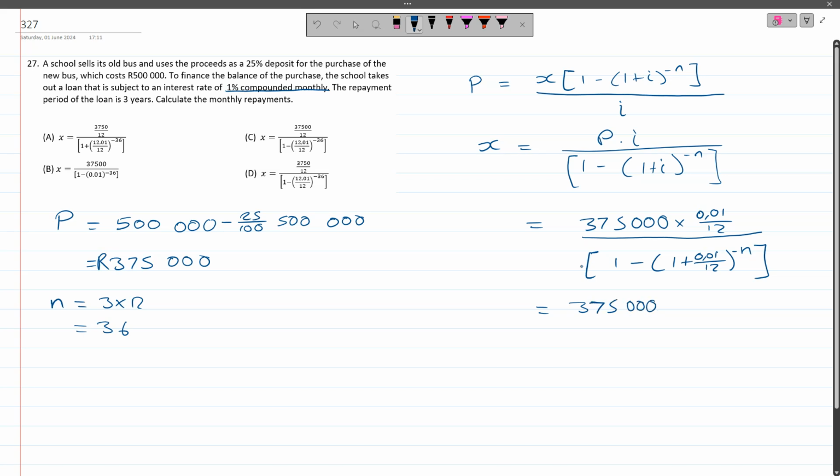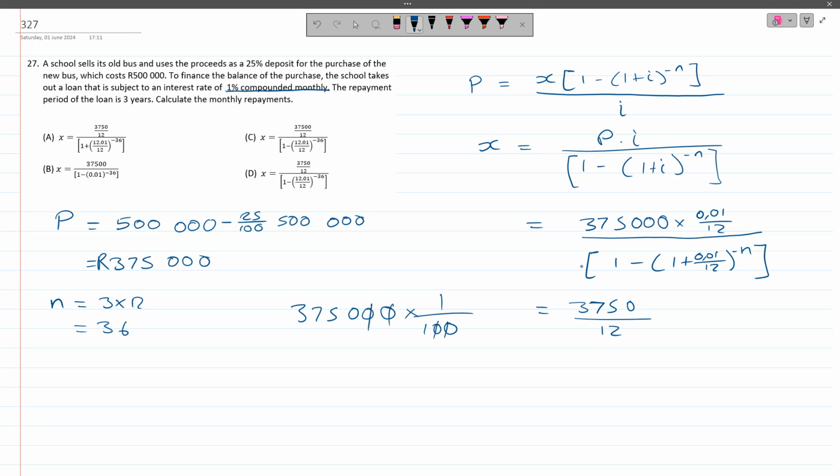So plugging in these values, we get 375,000 multiplied by 0.01. Multiplying by 0.01 is synonymous with dividing by 100, since this is just 1 over 100. Therefore, dividing this by 100 would get rid of these 2 zeros and we would have just 12 left. So doing that cancels these 2 zeros, leaving us with 3750 over 12.